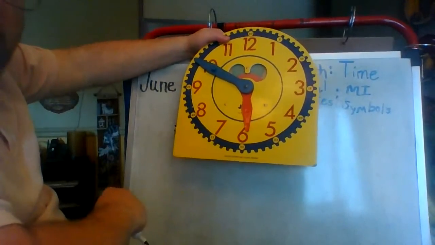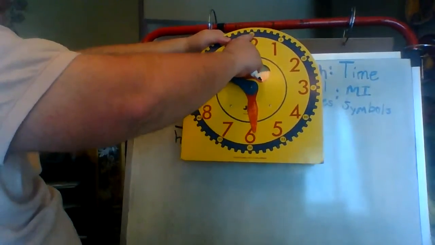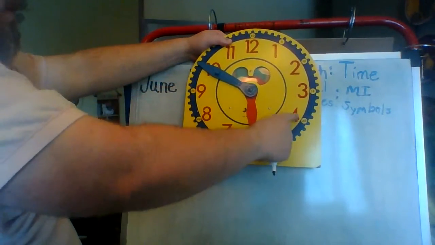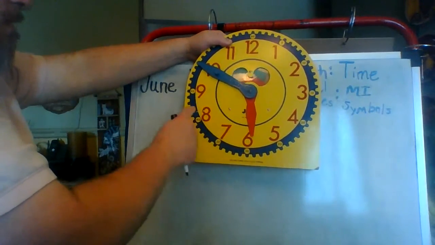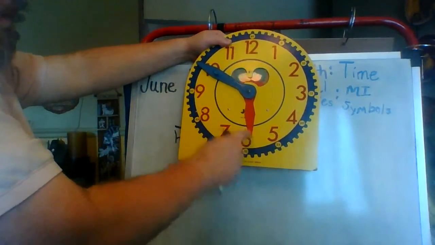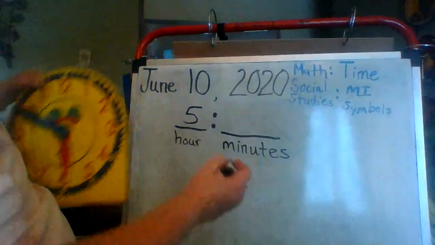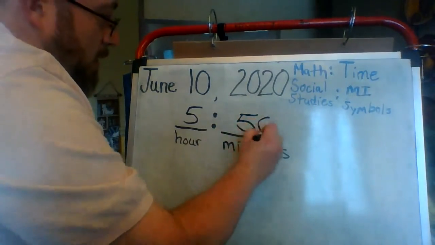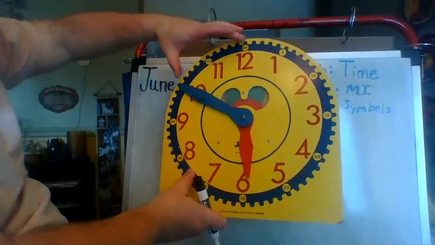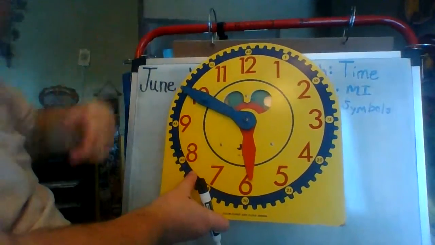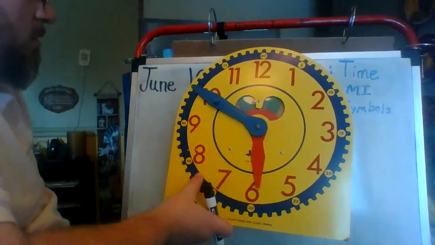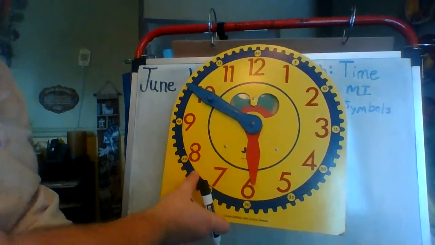To get the minutes, again, I start here and I start counting by 5 as soon as I hit the 1. 5, 10, 15, 20, 25, 30, 35, 40, 45, 50. So I'm on 50 minutes past 5, or some people would even say I'm 10 minutes to 6. 10 minutes to the next hour, which would be 6. Okay?